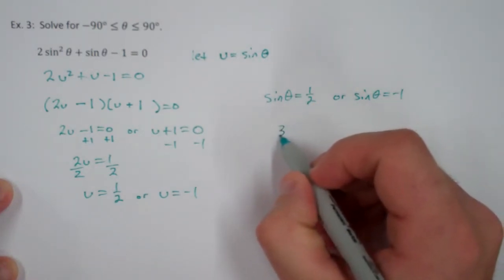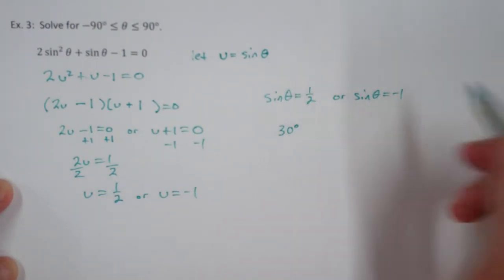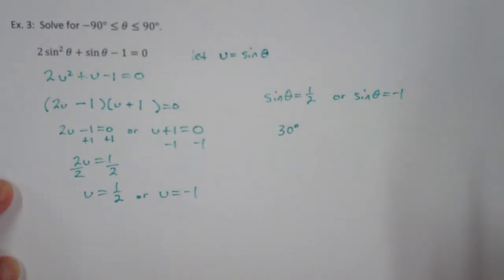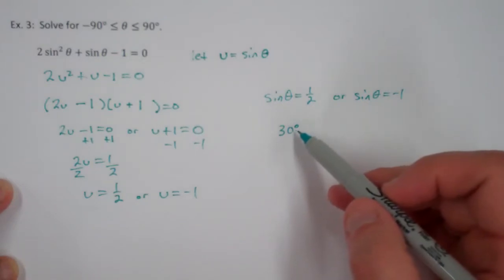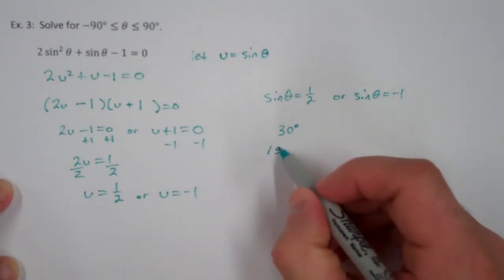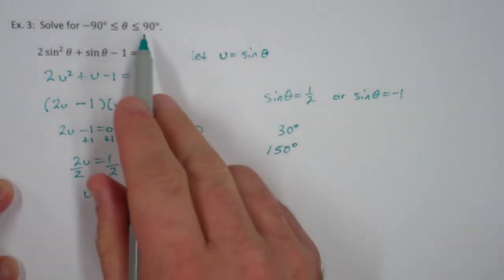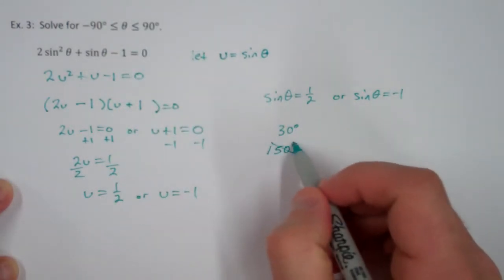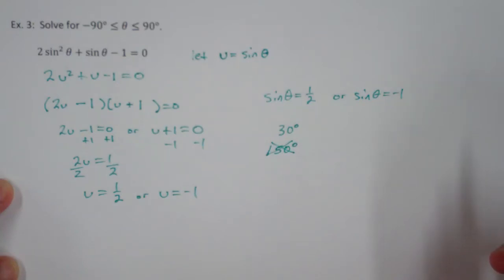So, let's see. I think 30 degrees has the sine of 1/2. You can reference your unit circle or your calculator if you need to here. So we're good there. The other one that has a sine of 1/2 is 150. So you should start thinking of these things, but realize that that's bigger than 90, so we don't need it.